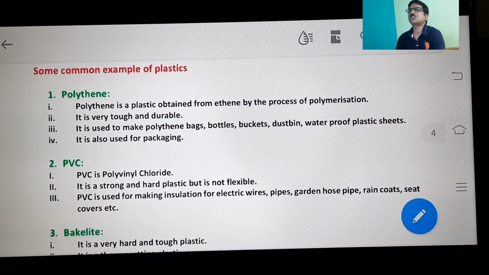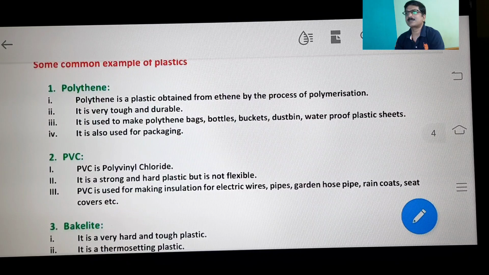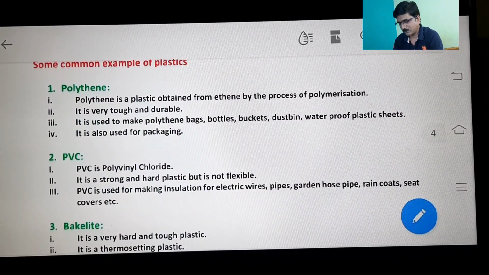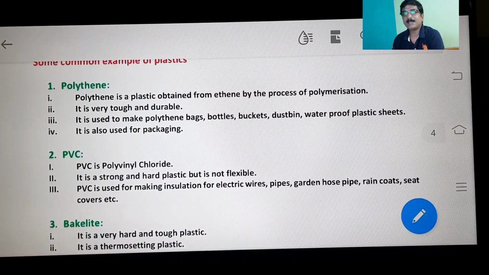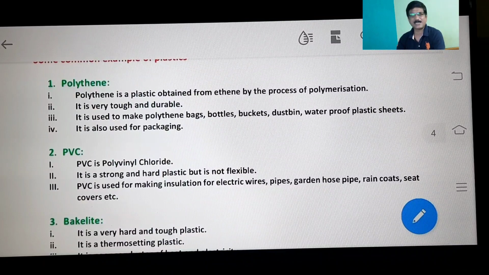And third, it is used to make polythene bags, bottles, buckets, dustbins, waterproof plastic sheets, etc. So these are the uses of polythene. It is also used for packaging. It is used as a packaging material.